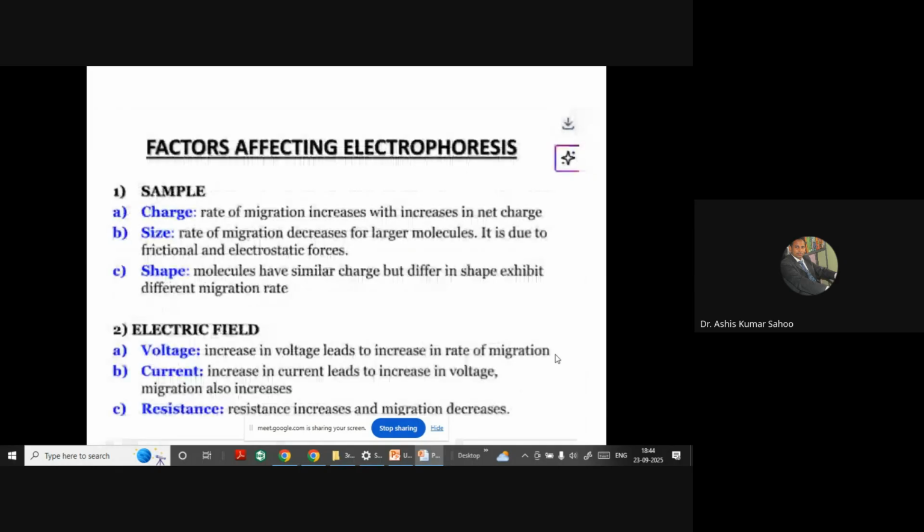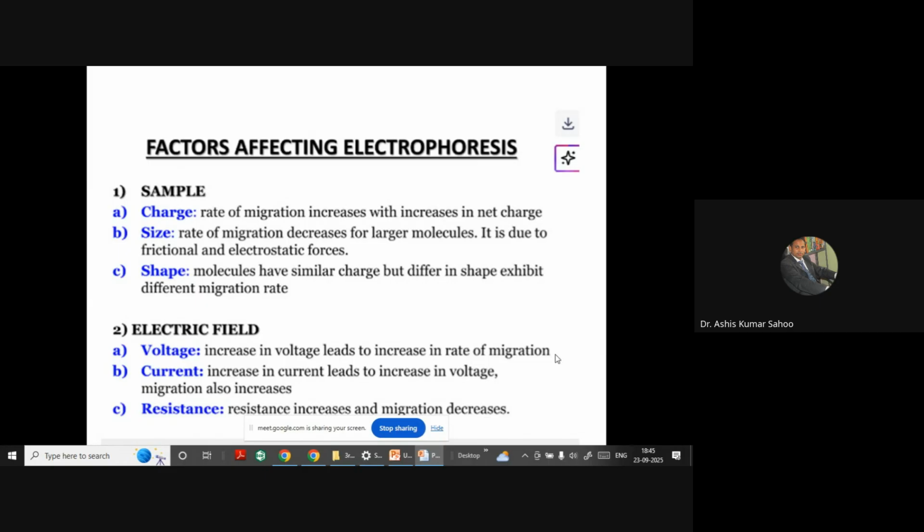So these factors will decide the migration of a sample. Sample charge: the rate of migration increases with an increase in net charge. Similarly, size: the rate of migration decreases with a larger molecule. This is due to frictional force. Shape: molecules may have similar charge but different shape.